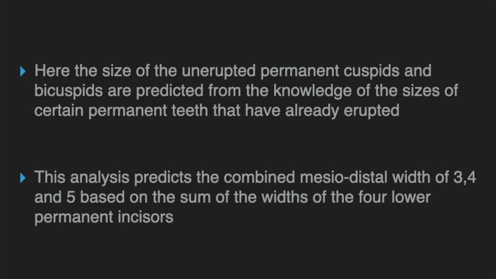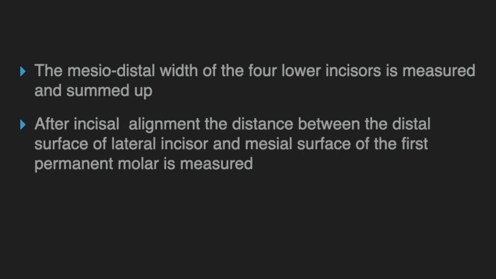This analysis predicts the combined mesiodistal width of 3, 4 and 5 based on the sum of the widths of the 4 lower permanent incisors. To calculate the space available for 3, 4 and 5, which is the cuspids and the bicuspids, the mesiodistal width of the lower 4 incisors is measured and summed up. After the incisal alignment, the distance between the distal surface of the lateral incisor and the mesial surface of the first permanent molar is measured.